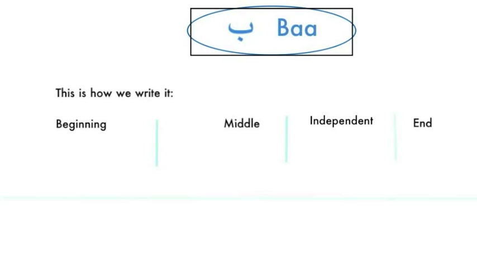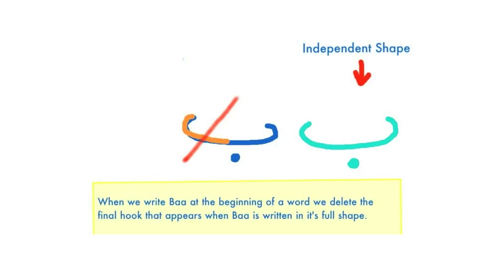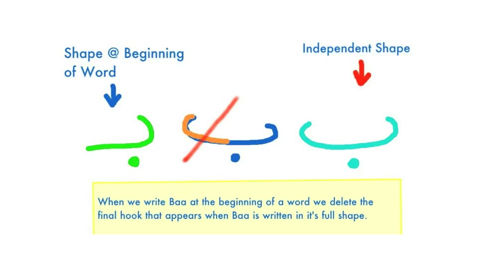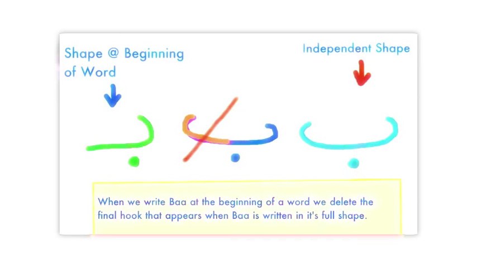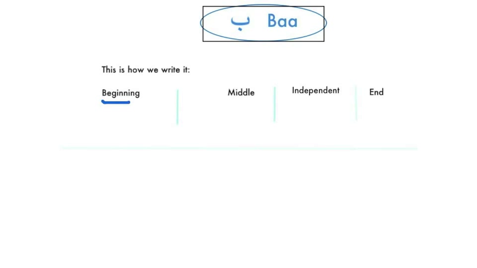Now let's look at how ba is written when it comes in the beginning, middle, and end of a word, as well as when it's written independently. At the beginning of a word, ba is written as half of the independent shape. You can see the independent shape at the right. So to arrive at the beginning shape of ba, we need to delete the final hook. Now you can see the ba shape at the beginning of the word on the far left. Now watch as I write ba in its shape at the beginning of a word.